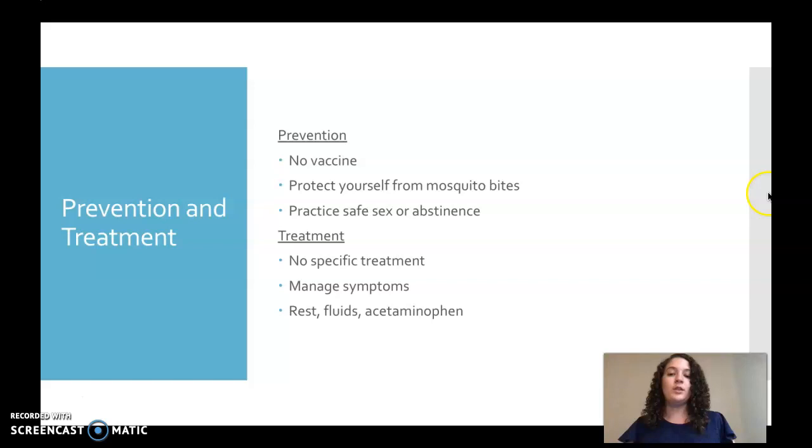There is no specific treatment for Zika virus either. The care is mostly supportive to manage the symptoms, so it's rest, fluids to prevent dehydration, and acetaminophen or Tylenol to manage the fever. In light of this, there's a lot of research that needs to be done with Zika virus, not because it is a disease that has a particularly high mortality rate, but because of these troubling birth defects that it causes in children.